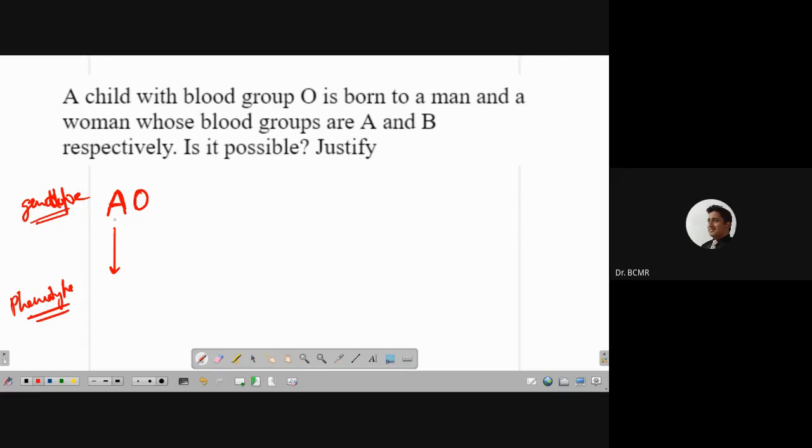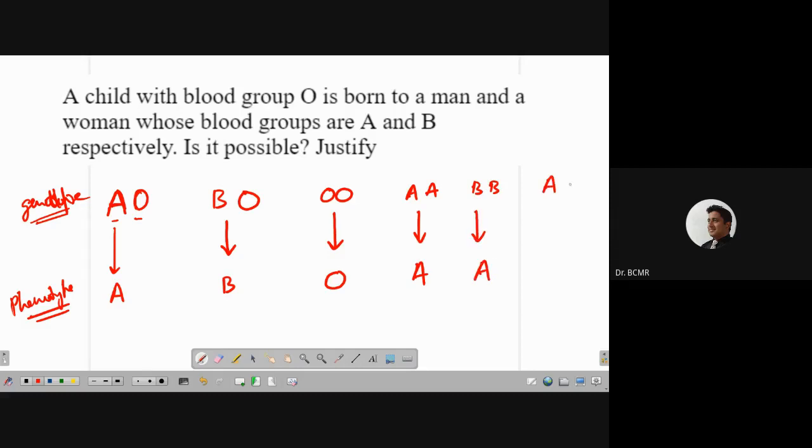So if the person has A and O, the phenotype would be blood group A. If it is B and O, the phenotype would be B. Why is that? B is dominant over O. A is dominant over O. For simplicity, I'm just saying that way. If a person has O and O, then that person's blood group would be O. If a person has A and A, then phenotype is A. Like that, you can have any of these combinations. You will also have A and B, and that person will have AB blood group.